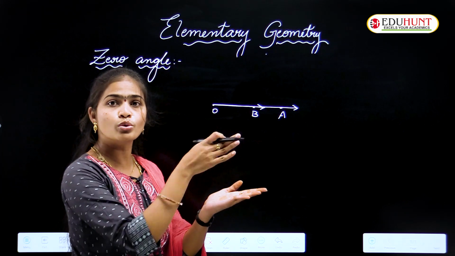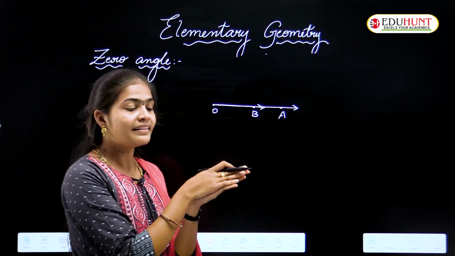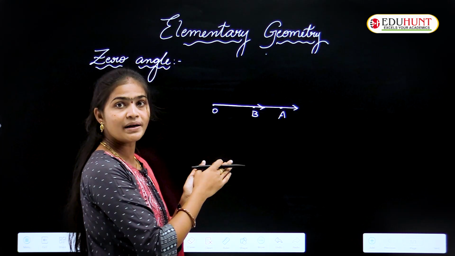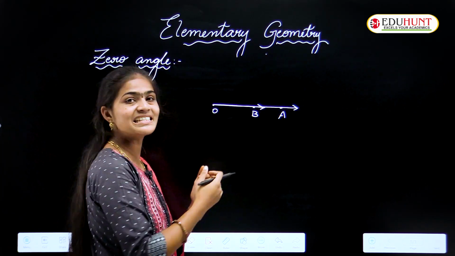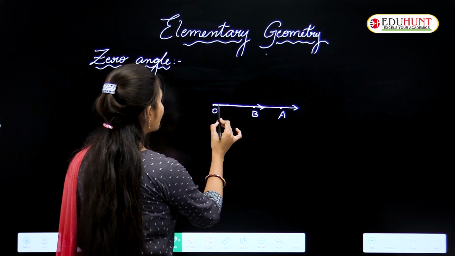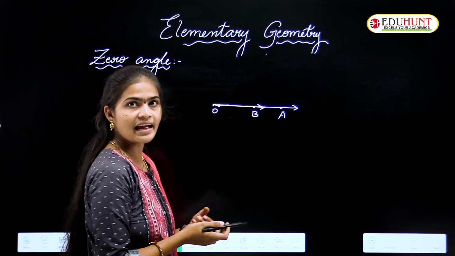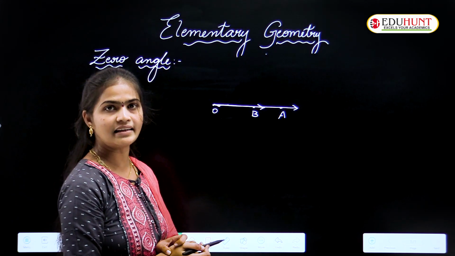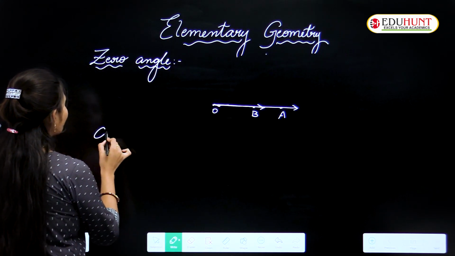Why? Because the two lines overlap each other. Then there is no gap between those two rays, right? The two rays are there, but there is no gap or region formed between those two. I mean, there is no angle formed here, right? That's why we call this one a zero angle. Okay. Next one is the complete angle.